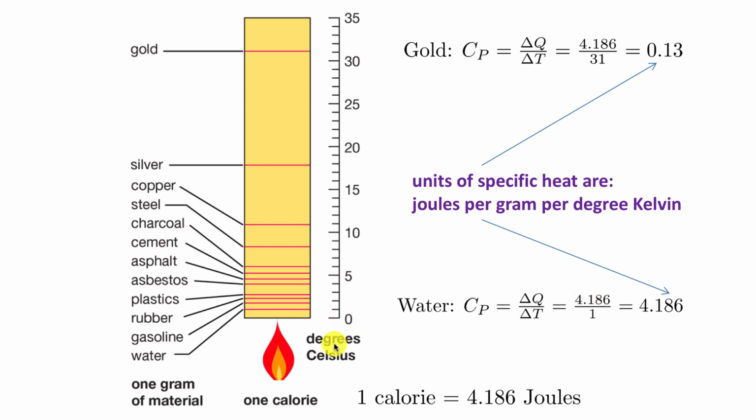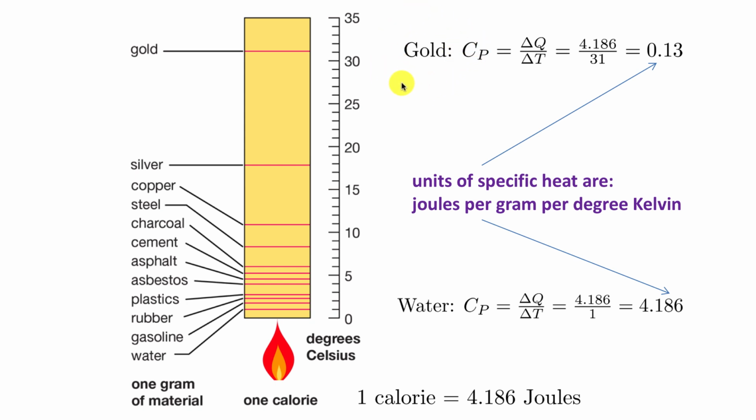Now you can see that when you added 1 calorie, the temperature went up by only 1 degree Celsius or 1 degree Kelvin. But if I was to add that same 1 calorie of heat to gold, the temperature would go up pretty close to here, to about 31 or so. And so the specific heat for gold is only 0.13, whereas for water, it is this. In other words, water has a lot of capacity to hold heat. Gold has very little capacity to hold heat, and you can wonder why.